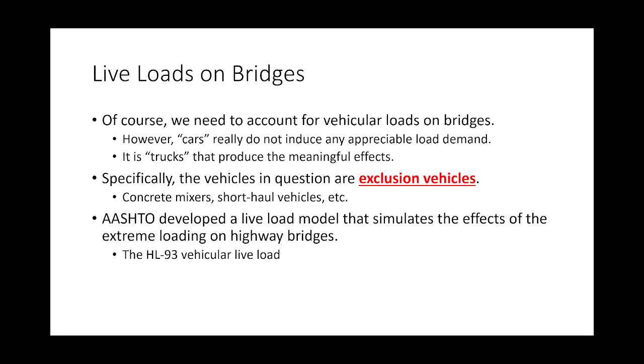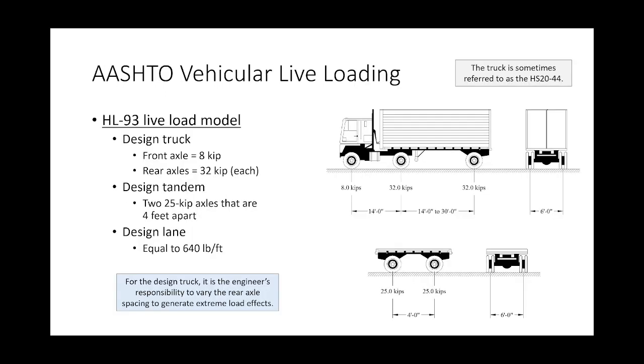Now let me talk about the live load model that we utilize for bridges. The live load model is called the HL93, and it consists of three components. Okay, it consists of a truck, a tandem, and a lane. I'm actually going to describe them from the bottom up. So the design lane is a distributed load that sort of simulates the constant stream of traffic, like just the cars, if you will, on the bridge. And it is equal to 640 pounds per foot.